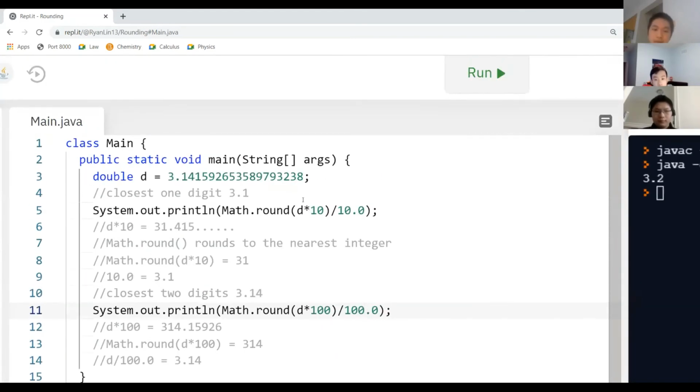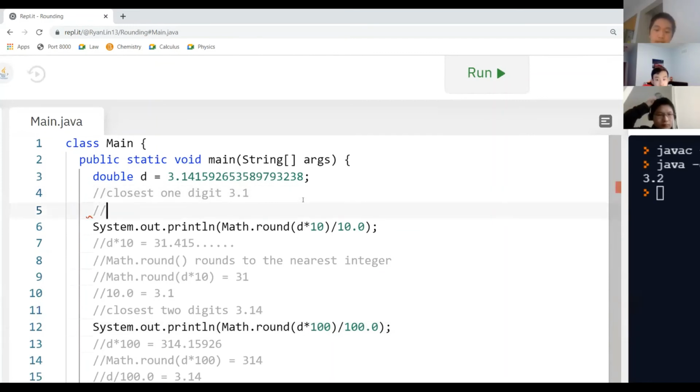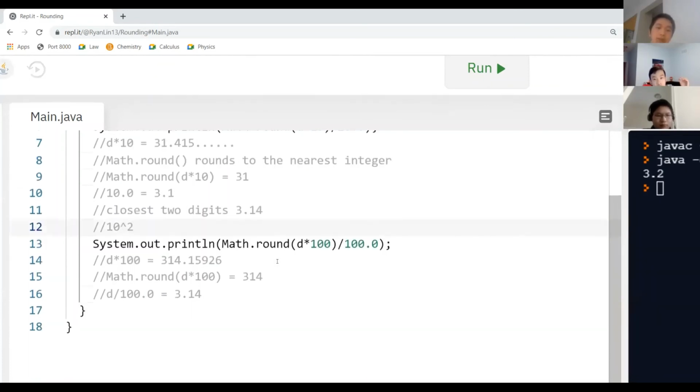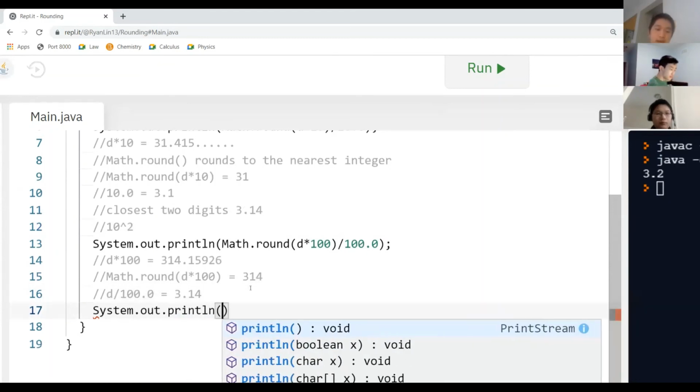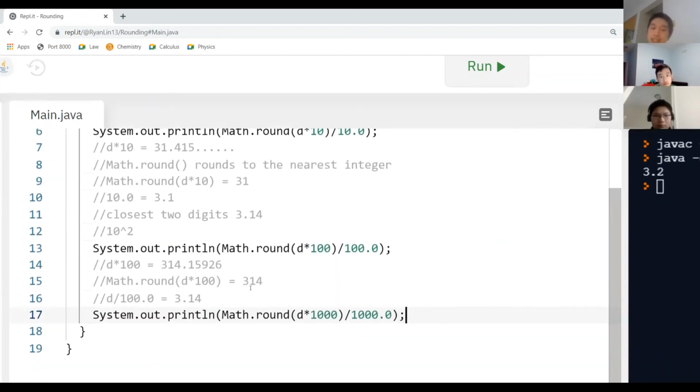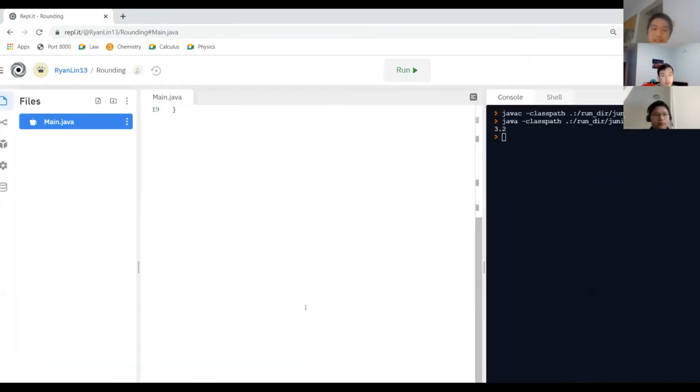So 1 digit, you would just multiply by 10 to the 1, right? 2 digits, you would multiply by 10 to the 2. If you want to round it off to the closest 3 digits, it will be 10 to the 3, right? So System.out.println(Math.round(d * 1000) / 1000). And then this would give you your closest 3 digits, right? You're rounding to 3 digits.